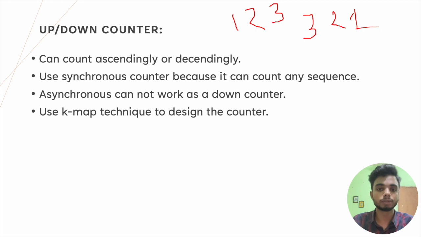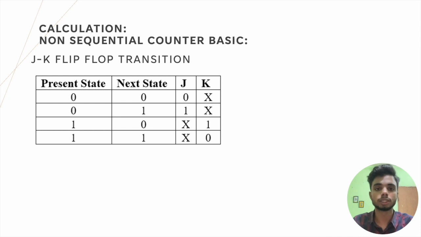We use the K-map technique to design the counter. So next, calculation, non-sequential counter basics. When present state is 0 and next state is 0, J will be 0 and K will be don't care. When present state is 0 and next state is 1, J will be 1 and K will be don't care. When present state is 1 and next state is 0, J is don't care and K is 1. When present state is 1 and next state is 1, J is don't care and K is 0. That's all my part today. Our next presenter will discuss his part.